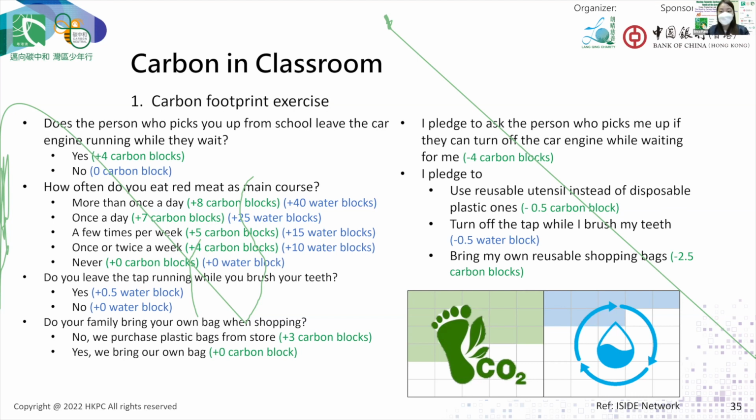So in this practice, we can let them understand how much carbon they are emitting through daily activities and how much water they are consuming. So they can compare the amounts with their classmates so that they can be motivated to reduce carbon.